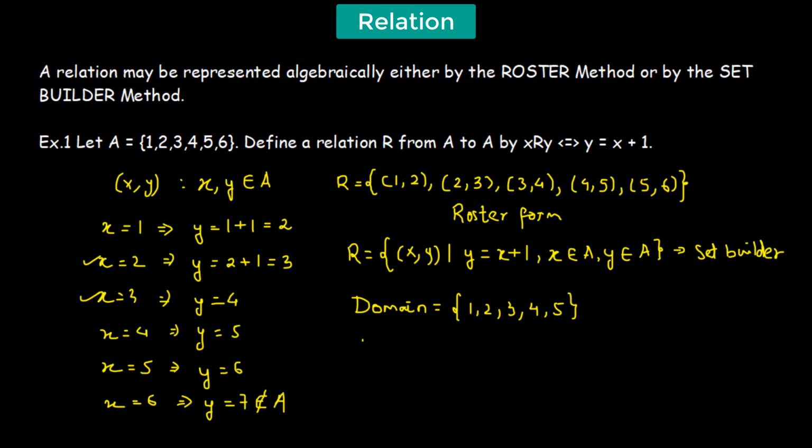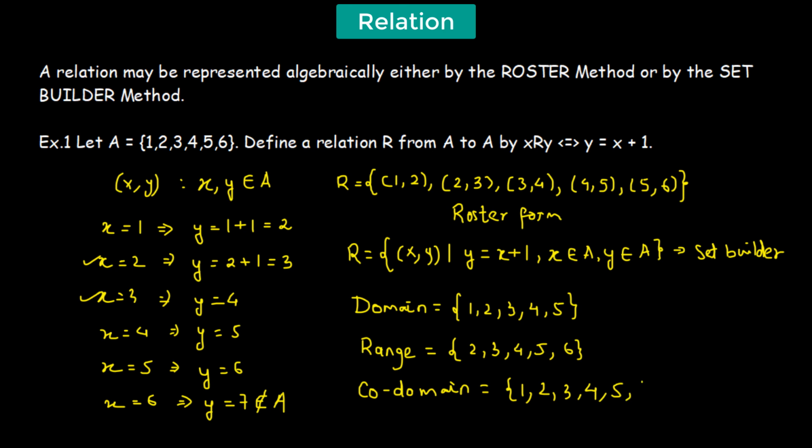Then we have the range. The range will be all the second elements in the ordered pairs. So that will be 2, 3, 4, 5 and 6. And finally we have the codomain. The codomain will be the entire set B, which will be the value of Y. So Y will be 1, 2, 3, 4, 5 and 6.